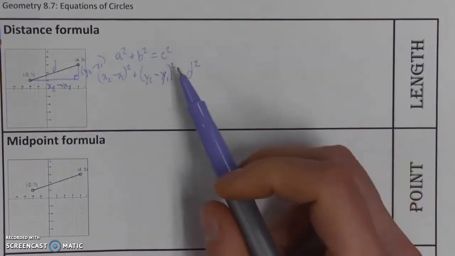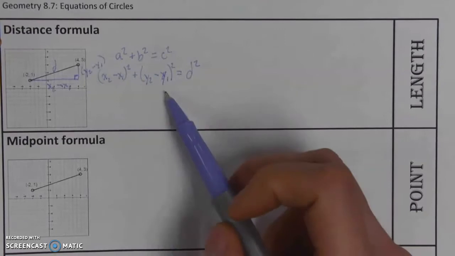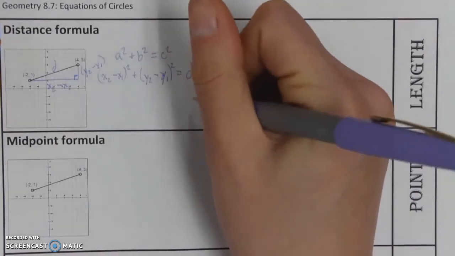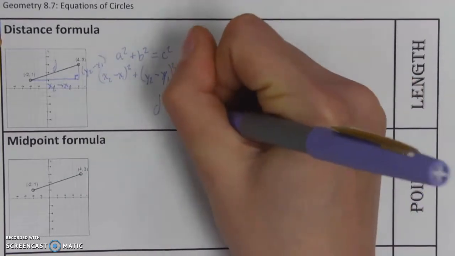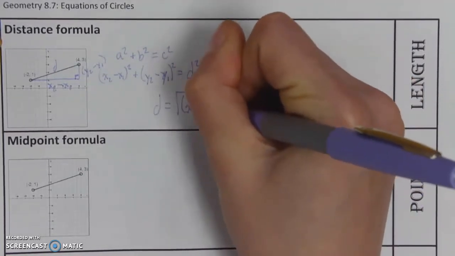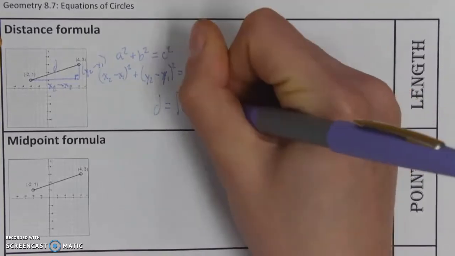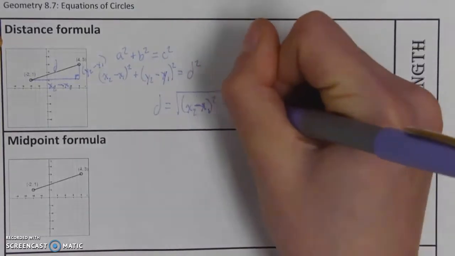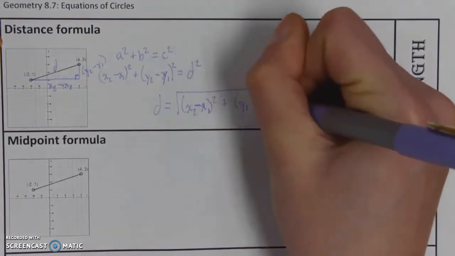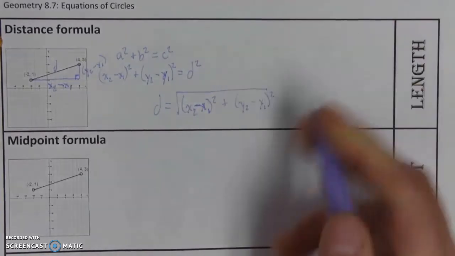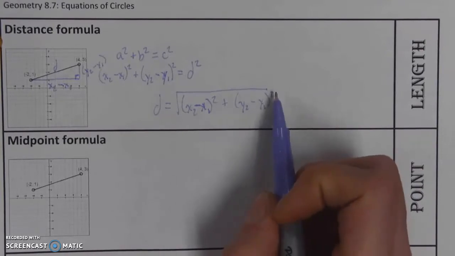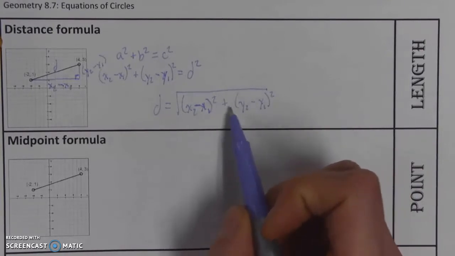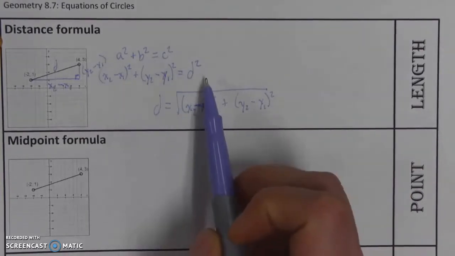Now if we want to have just our distance, I can then take the square root of both sides, and that will give me a distance formula, where distance is equal to the square root of (x2 minus x1) squared plus (y2 minus y1) squared. Now be careful, you need subtraction signs inside the parentheses. Don't miss your squares, and watch that you have a plus sign between them. That is the core of the Pythagorean theorem.